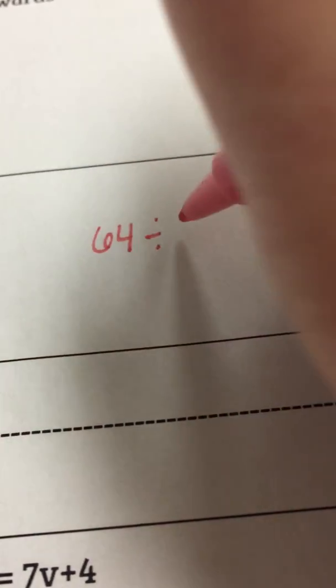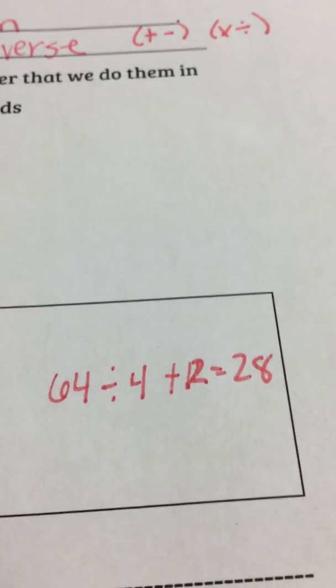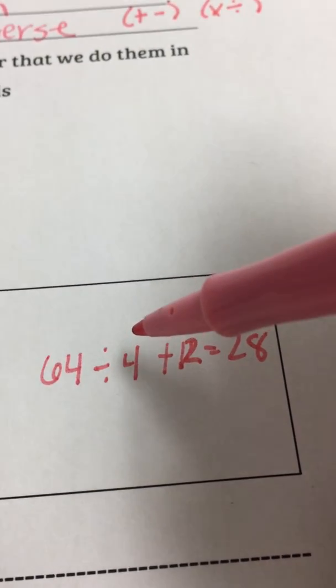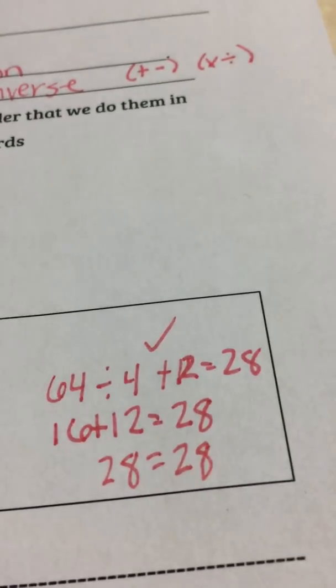If I wanted to, I could check that over here. I would have 64 divided by 4 plus 12, equals 28. 64 divided by 4. That should go in, let's see, 4 goes into 6 1 time, 2 left over, 16. Plus 12. And if you needed to do long division, that's fine, but for the sake of time, I'm going to keep going. And 16 plus 12 is 28, and I end up with 28 equals 28.